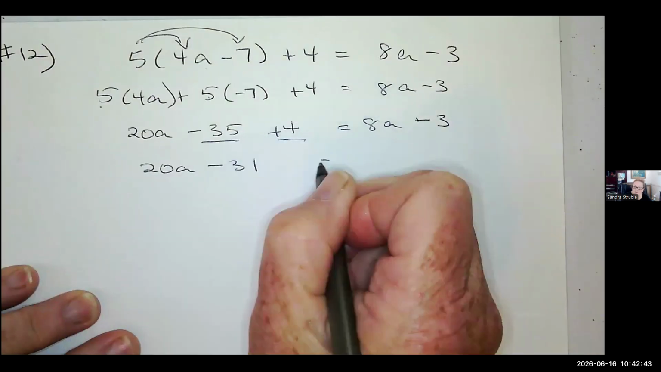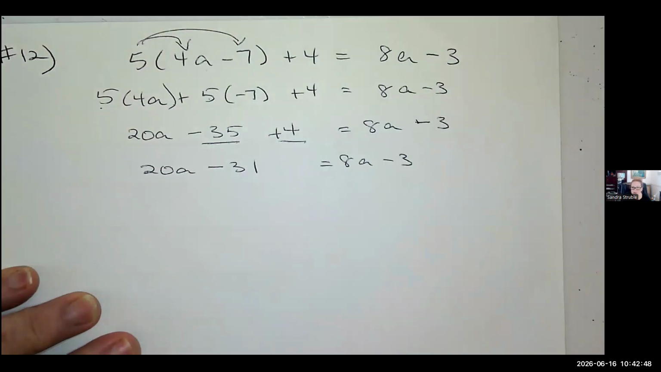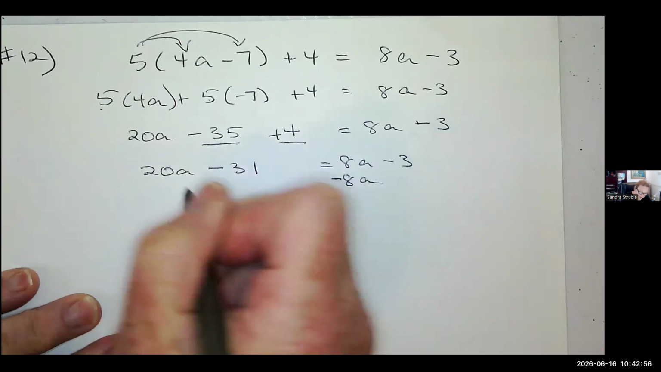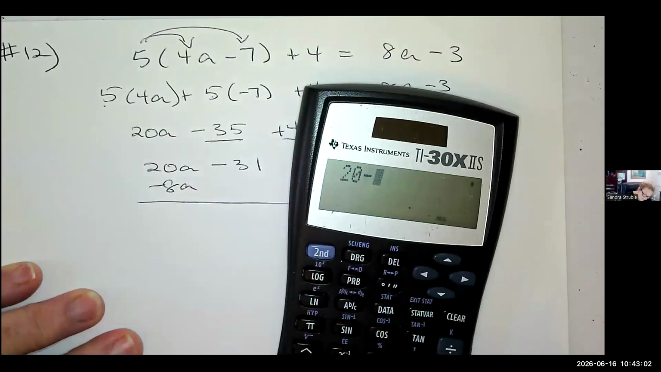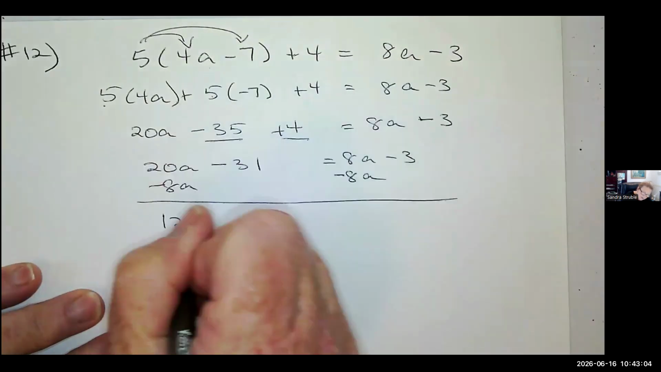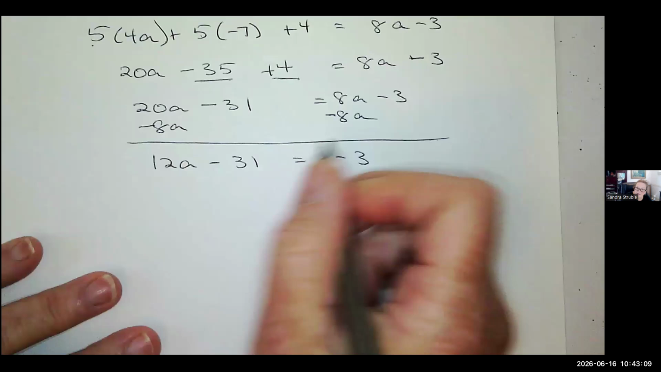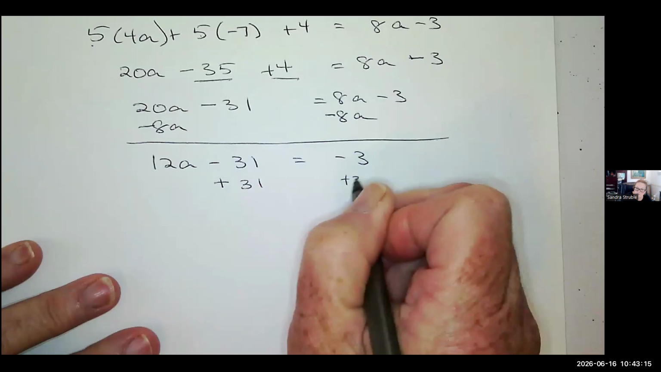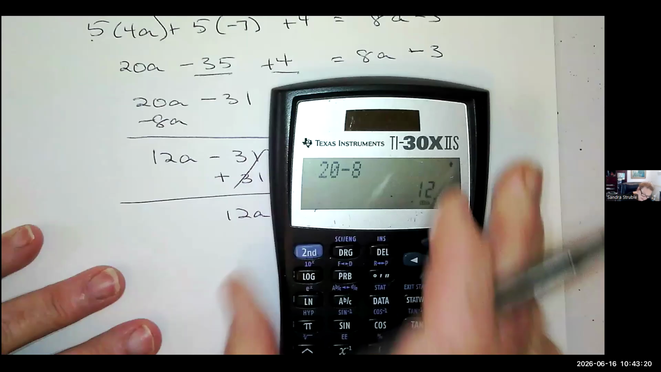Now we need to get our numbers with the variables on one side and our constants on the other. So I'm going to move my 8a over here. It's currently positive, so I need to subtract it from both sides. Just doing one step at a time. 20 minus 8 is 12a. Now I need to get my 31 to the other side. So it is currently negative. I need to add 31 to both sides. 12a is equal to negative 3 plus 31 is 28.